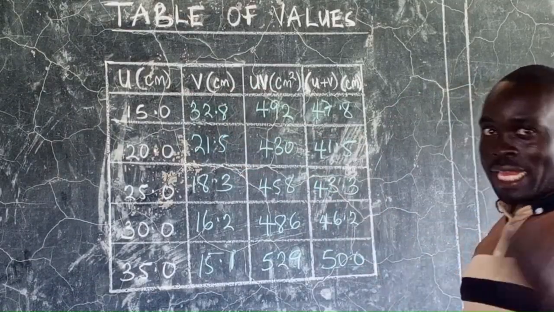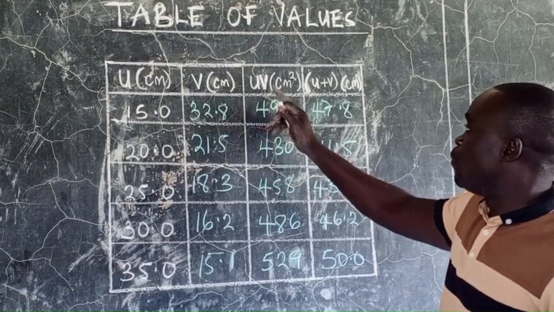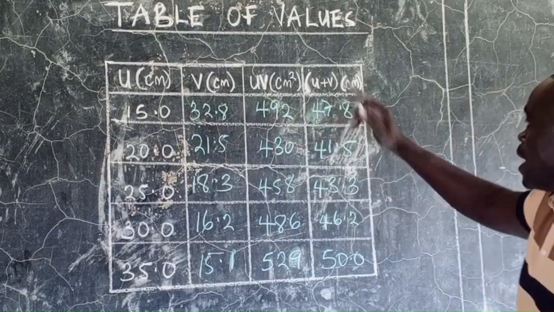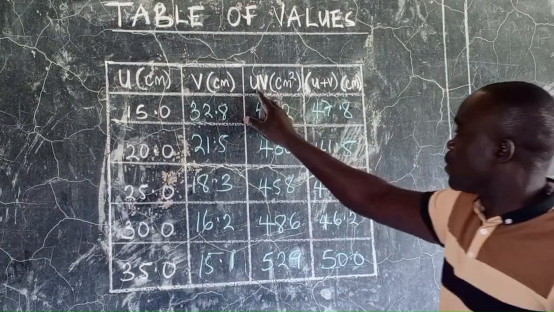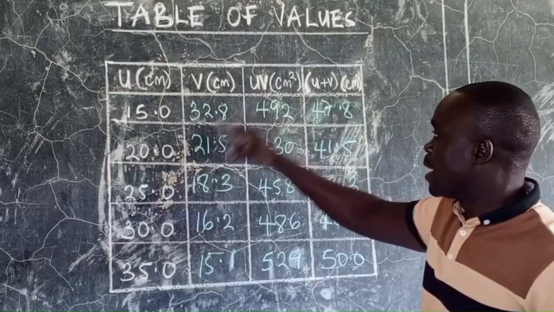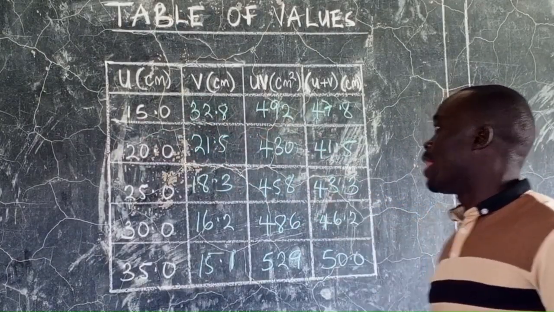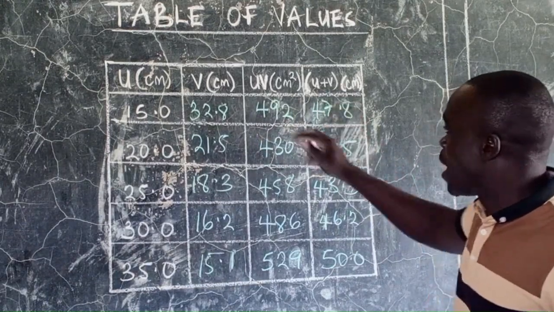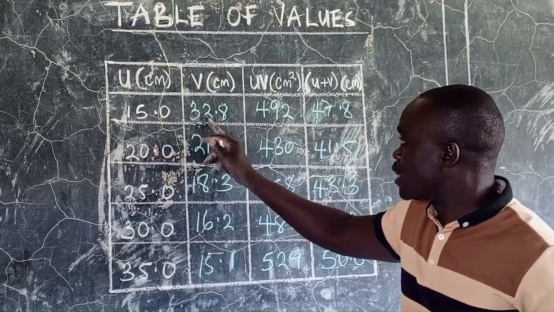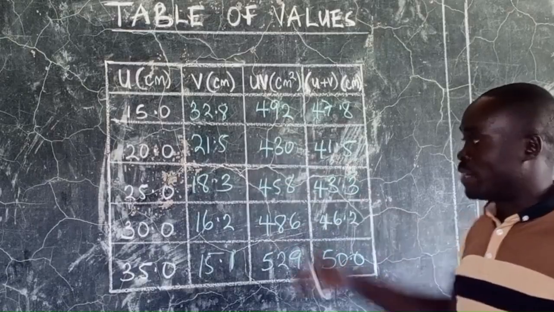So it means that in our table of values, we include the value of UV and also the value of U plus V. If we want to get the value of UV, we multiply 15.0 times 30.8, and we get that. Then when we want to get the value of U plus V, we add 15.0 plus 32.8. Then we are able to get 47.8 and so on.